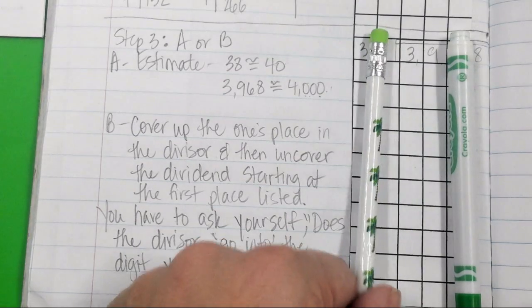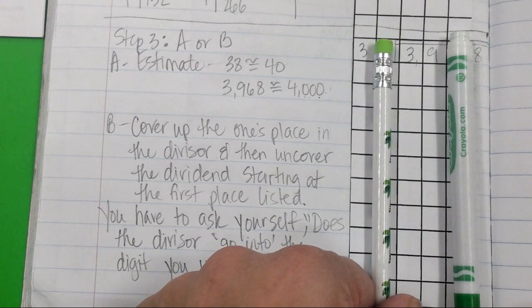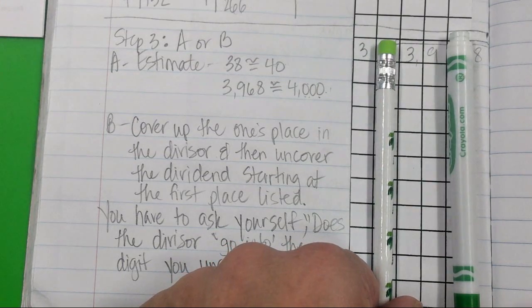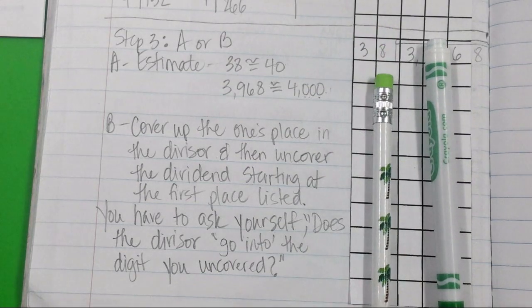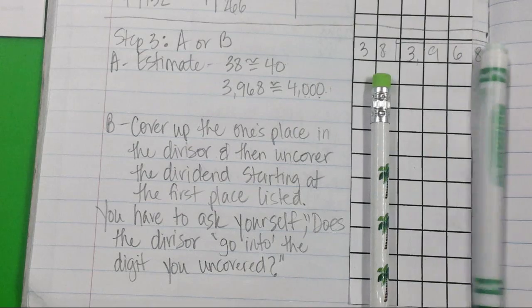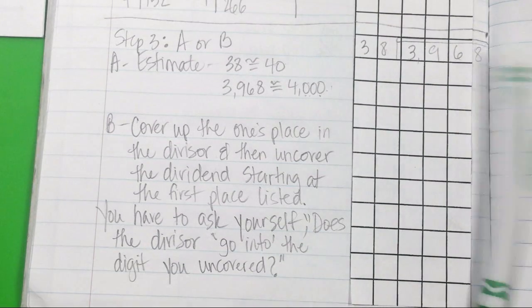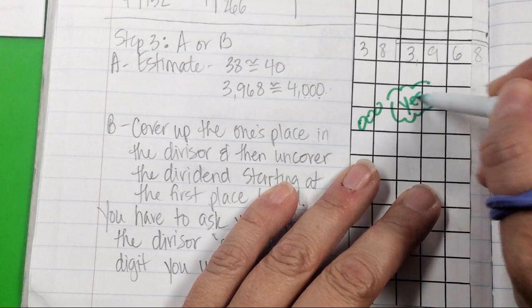Okay. So you see how I'm using my pencils and my markers to cover up numbers so I can see them. Does that make sense? So I have to ask myself, does 3 go into 3? Yes, it does. But I'm working with a 2-digit number, so I have to move my marker over and see if the whole thing goes into the next number, right? Does that make sense? So, that says yes on it.